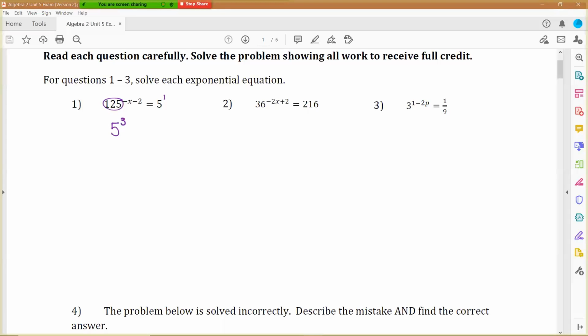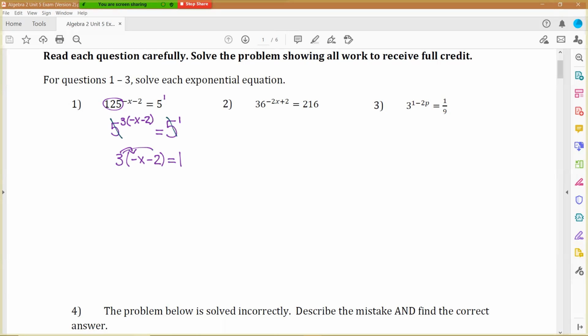Because 5 to the third power is 125, I also have to leave the negative x minus 2 up in the exponent where it was located. So doing that gives me like bases of 5s on both sides, which means I can cancel those 5s out, leaving me with 3 times the quantity negative x minus 2 equals 1.